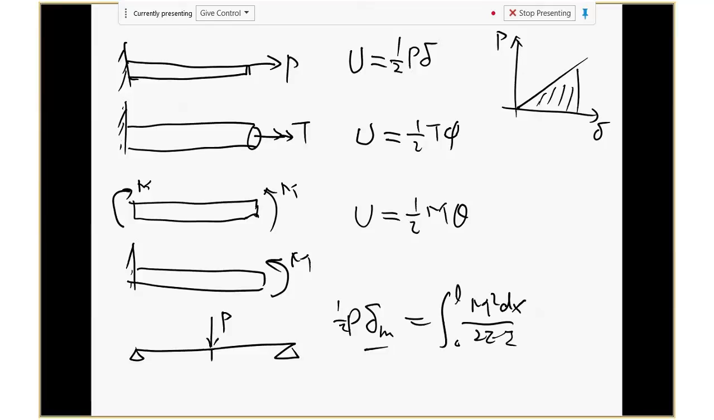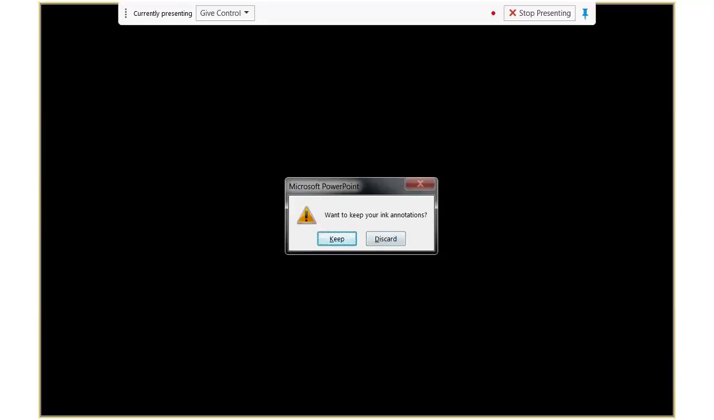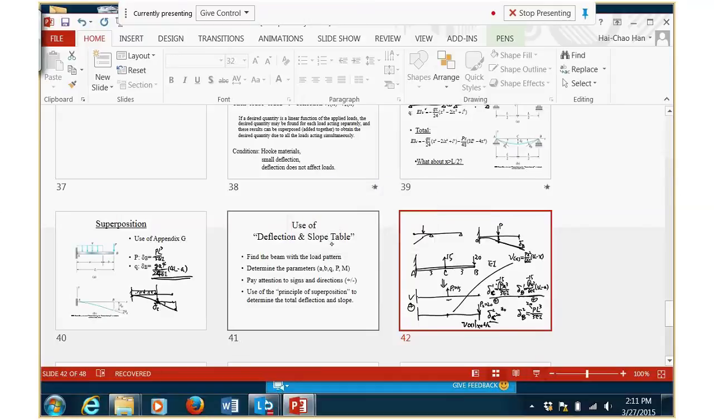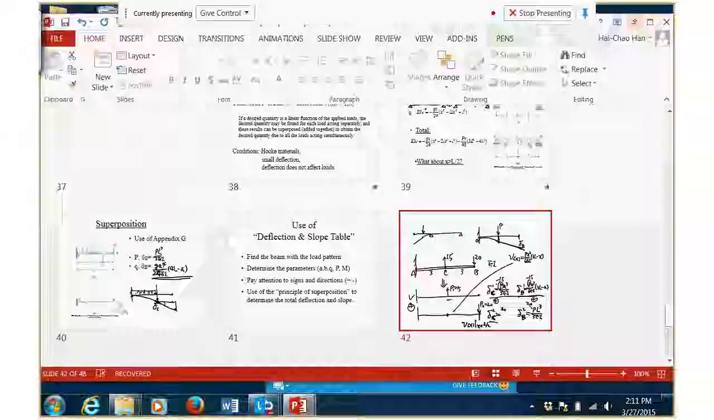Any questions about the strain energy? All right, is that clear? If this part is clear, and this is mainly the concept, I think we can move on to look at another topic. Let me see if we keep this one and then shrink it.